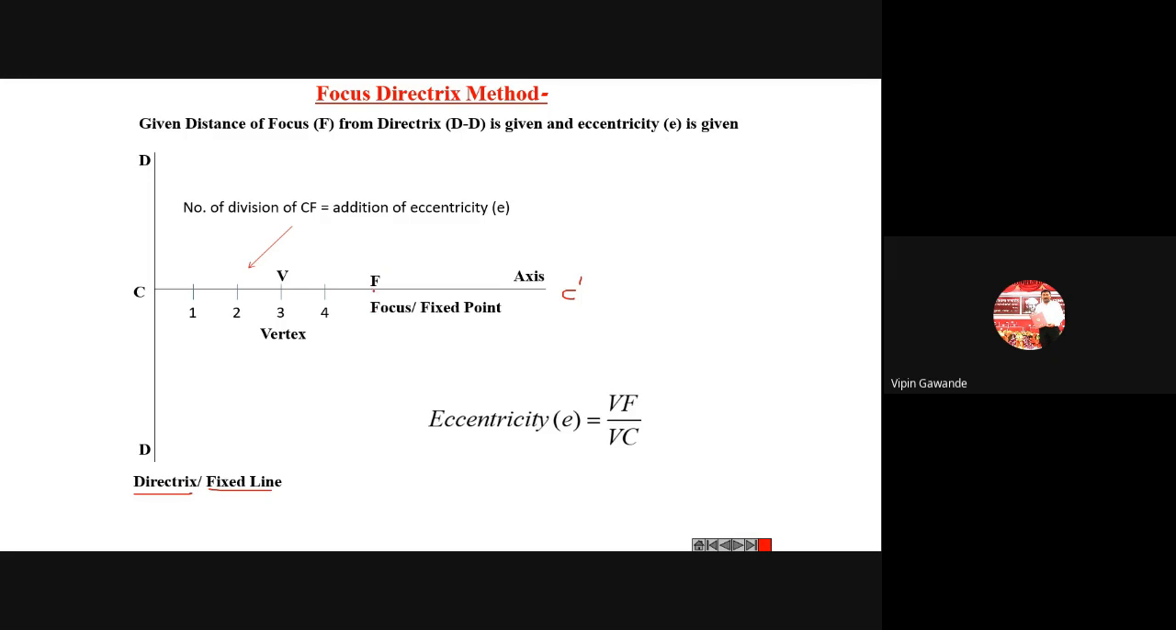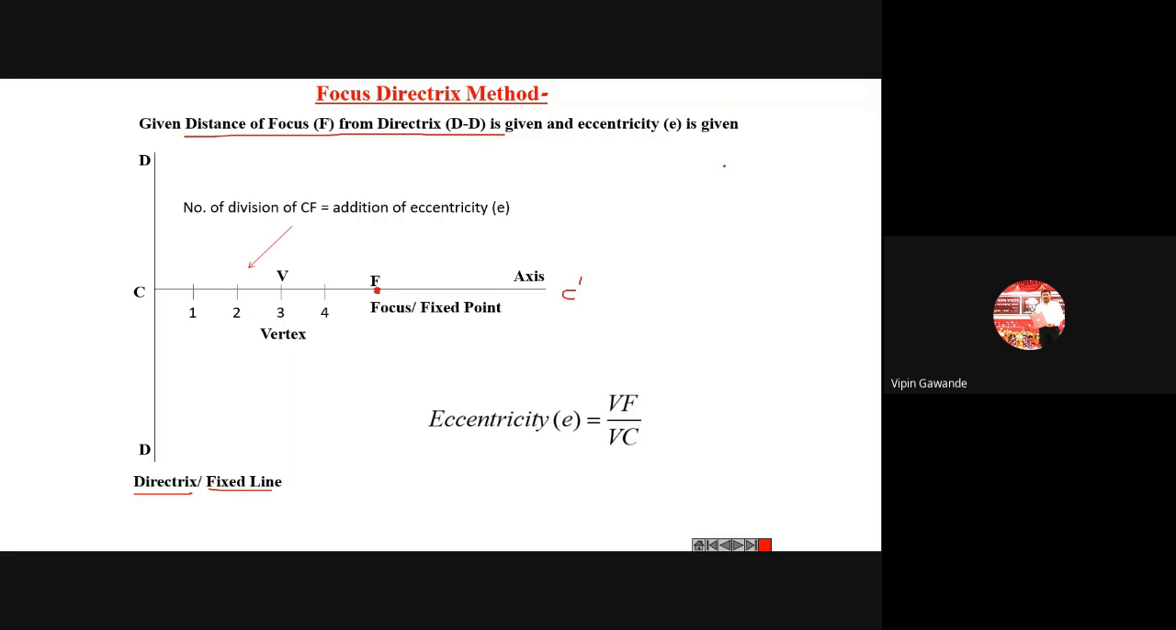Now after that we have to take the focus. We have to mark the focus here. Now this CF distance. What is CF? CF is the distance of the focus from the directrix. So that will be given in the problem. Okay, now CF is given.